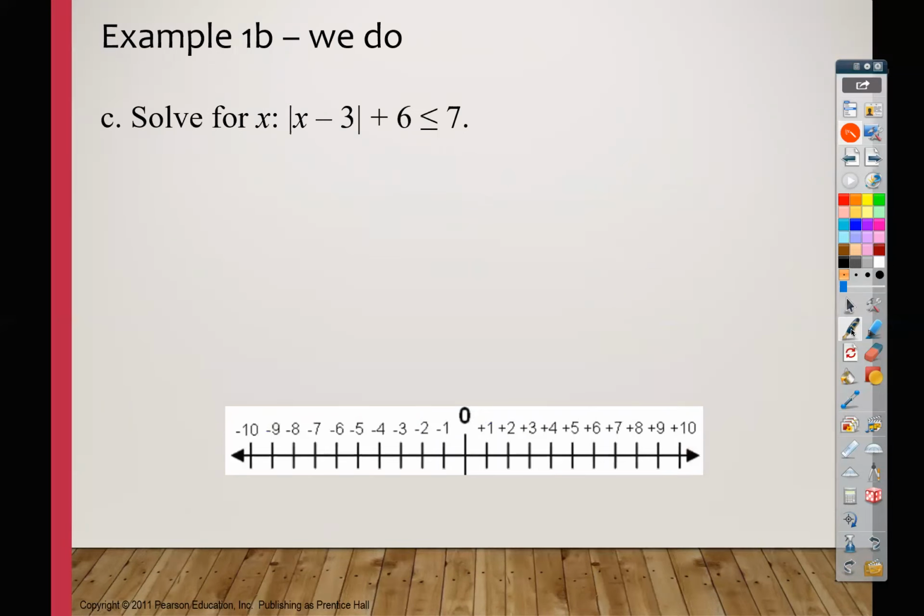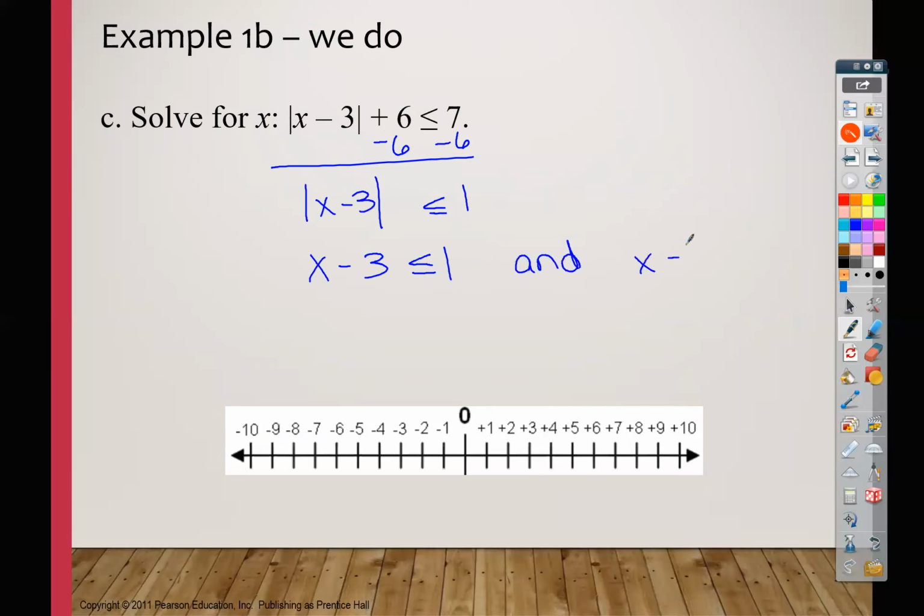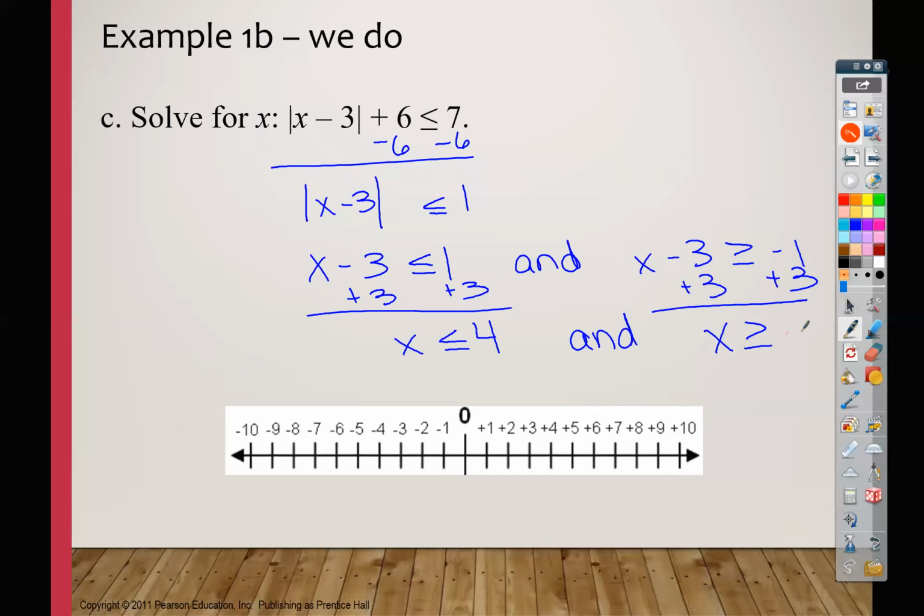On this one, you want to isolate the absolute value before you split it, remember? So we're going to have x minus 3 is less than or equal to 1, because 7 minus 6 is 1. And then once it's isolated, then you split it up. So x minus 3 is less than or equal to 1, and x minus 3 is greater than or equal to -1. I'm going to add the 3 to both sides, and I get x is less than or equal to 4, and x is greater than or equal to 2.